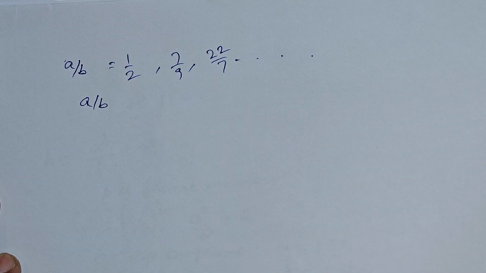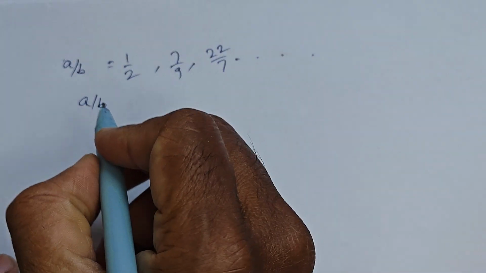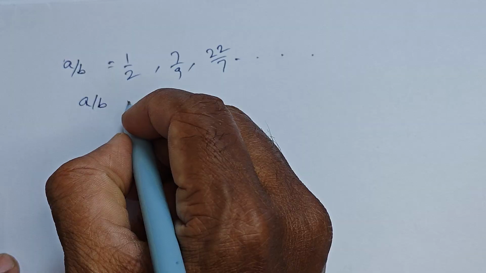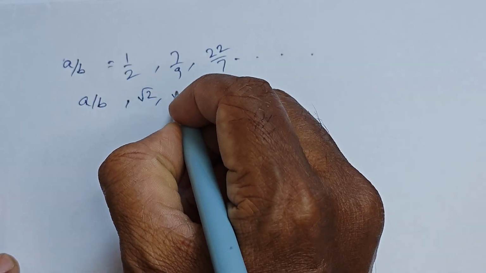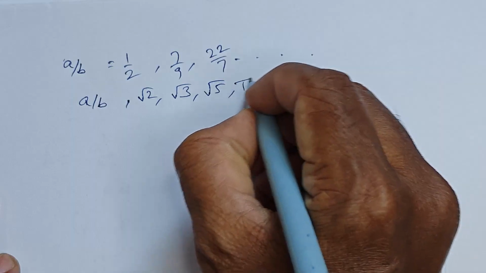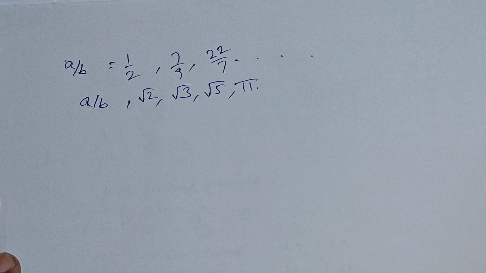Understood? If a number cannot be written in a format like a by b, then that is called an irrational number. Examples are root 2, root 3, root 5, pi. Pi you may say is 22 by 7, correct, but it has no definite decimal value. If you keep counting, it will never end.